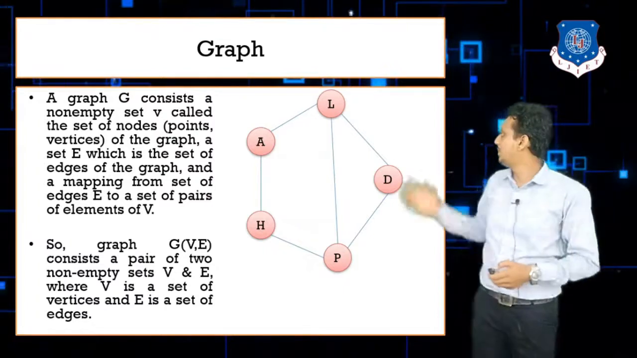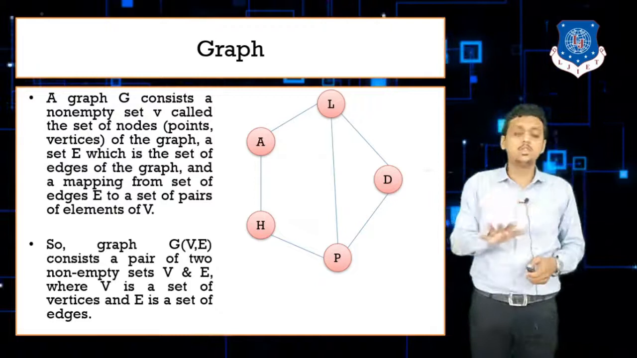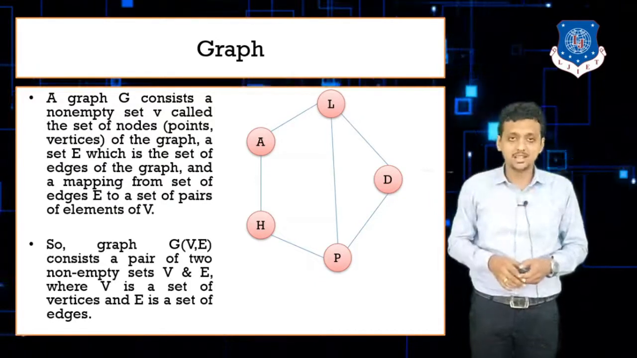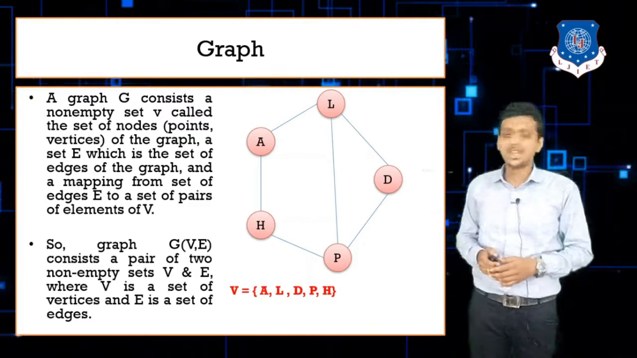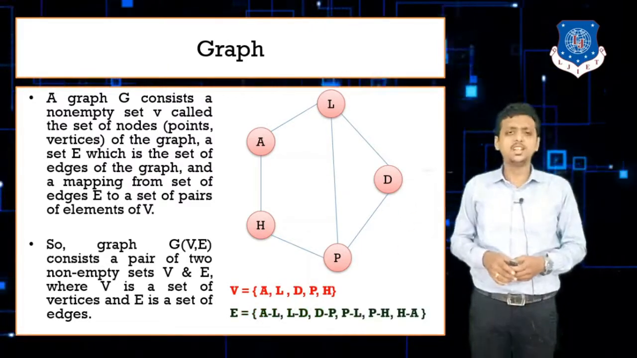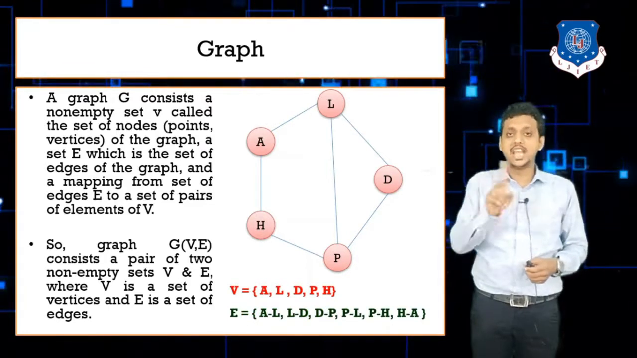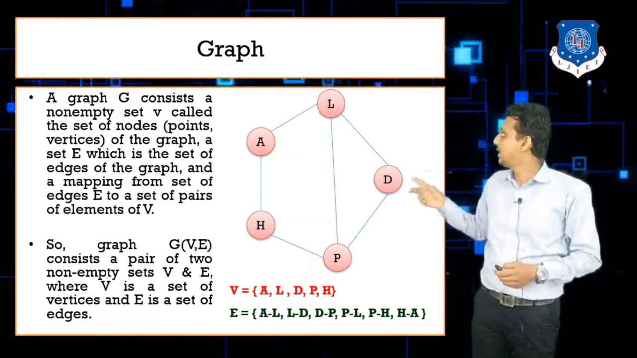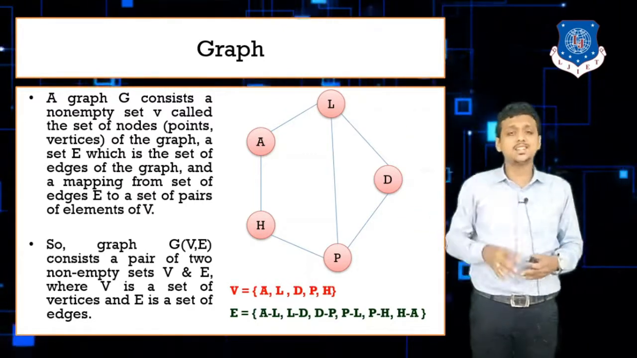Okay, so can you tell me how many nodes are there? 1, 2, 3, 4, 5. So a total of 5 nodes or 5 vertices are there. Here, students, this is a set of vertices and this is a set of edges. How to represent edges? Like A dash H, AH is one edge, then HP is another edge, then PL is another edge, or PD is another edge.